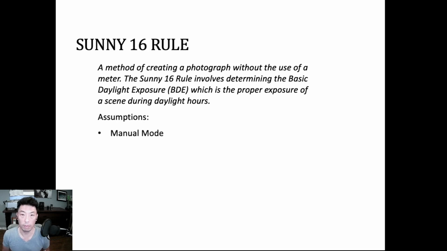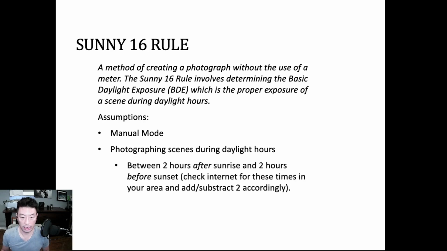The assumptions are, one, you're in manual mode, which you should be already on your camera, manual exposure mode. Two is that photographing the scenes are happening during daylight hours, and daylight hours are between 2 hours after sunrise and 2 hours before sunset. So for example, if sunrise is at 7 a.m., you would want to start shooting 2 hours after that, so 9 a.m., and then 2 hours before sunset. Let's say sunset is at 6 p.m., you want to stop shooting before 4 p.m. So the Sunny 16 rule applies during the day where the light is the strongest, which would be between 2 hours after sunrise and 2 hours before sunset. This would be probably 9 a.m. to 4 p.m. Depending on the time of year, it'll also obviously change from summer to winter.